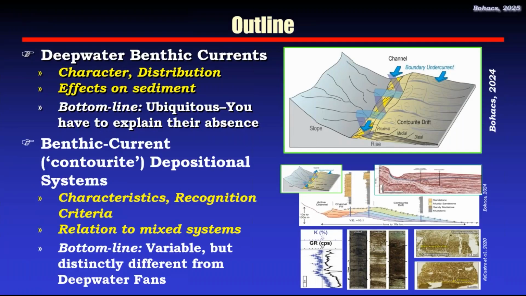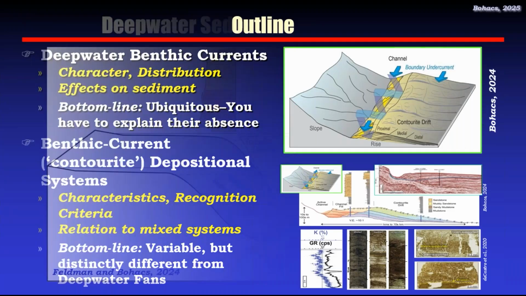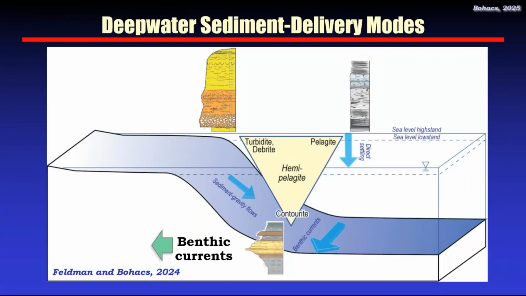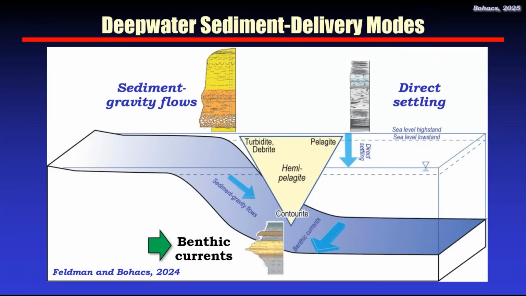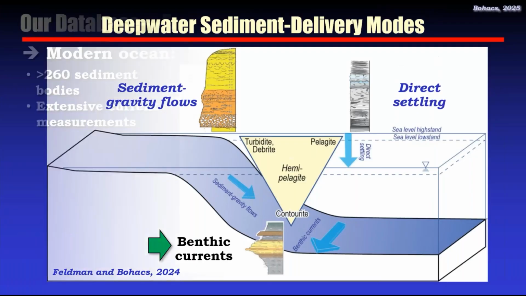Next, we'll discuss the depositional systems associated with those benthic currents, their characteristics and recognition criteria, as well as their relation to mixed systems, with the bottom line here that they are variable but distinctly different from deep water fans. Benthic currents are one of three main modes of sediment delivery to deep water systems, the others being sediment gravity flows and direct settling from suspension.